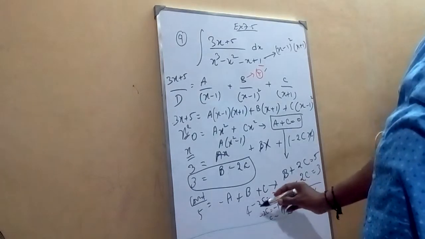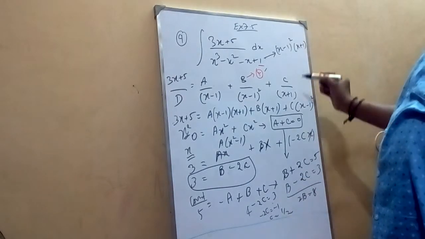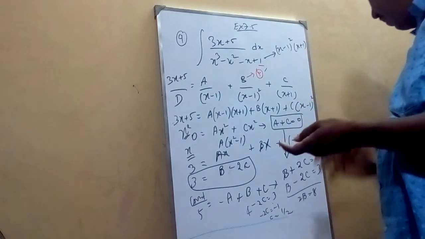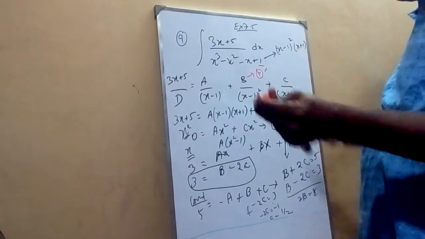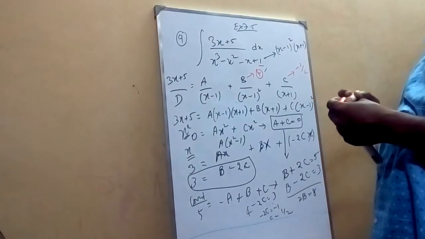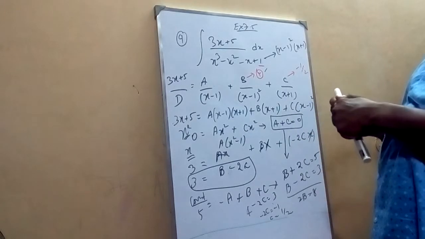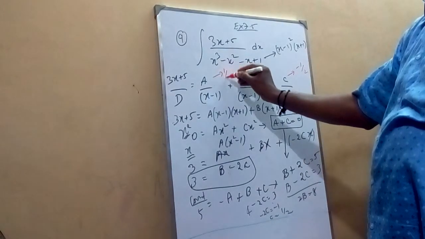C is equal to half. So 4 minus 3 is minus 1, so minus half. C comes to be minus half. Let me check the answer with the book because I am not sure about the answer. Next thing, substitute it in any of the equations. So a is equal to plus half.